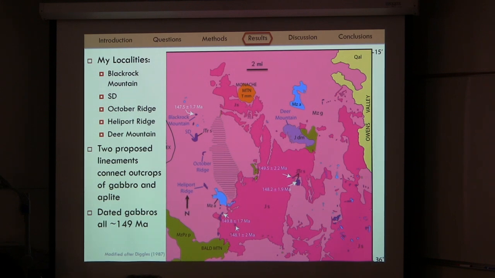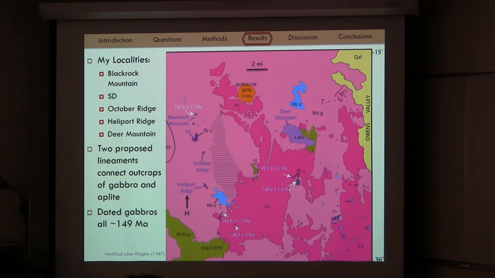Some of them were mapped previously by Diane's students and maybe earlier, and then some of them were mapped by myself. And these bright blue bodies here, these are aplites. So aplites are very fine-grained, very high silica intrusions, usually shallow intrusions. Okay, and so my bodies are these localities. We have Black Rock Mountain up here in the northern end, SD, October Ridge, Heliport Ridge, and then we did some mapping over here at Deer Mountain on the east.